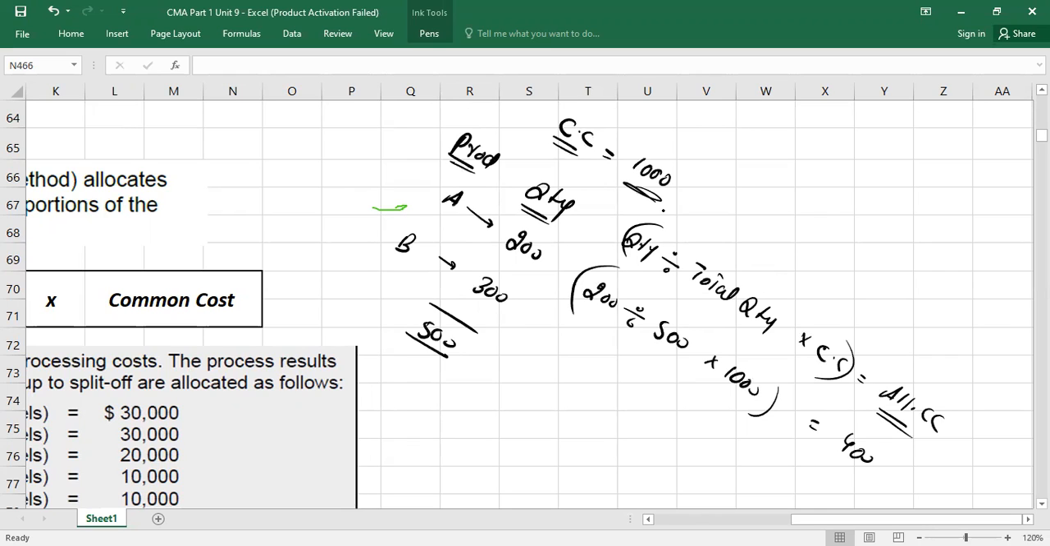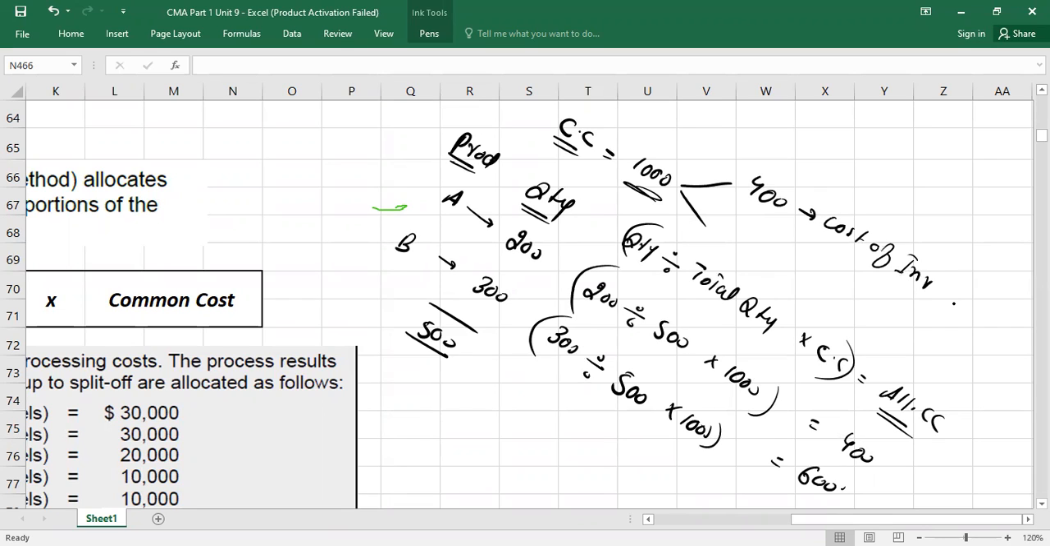If I want to allocate to product B, I will take the B quantity as a numerator, which is 300, divided by total quantity, which is 500, and multiply by the common cost, which is 1000. I will get 600 allocated common cost. What was the total common cost? 1000. It means 400 we will take to the cost of inventory of product A, and 600 we will take to the cost of inventory of product B.